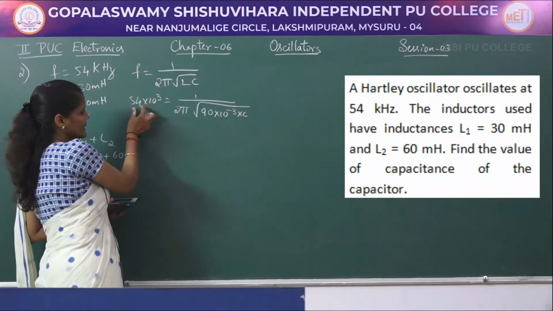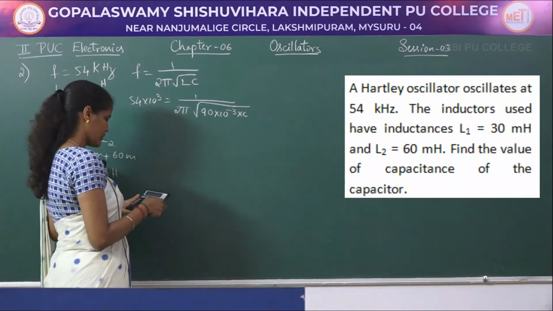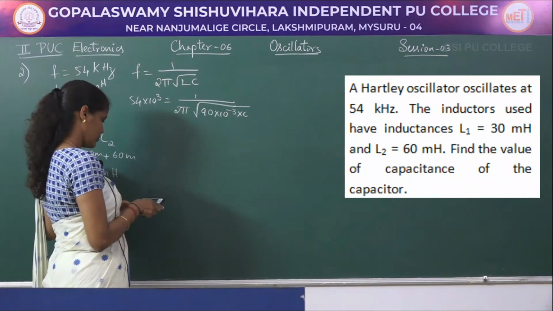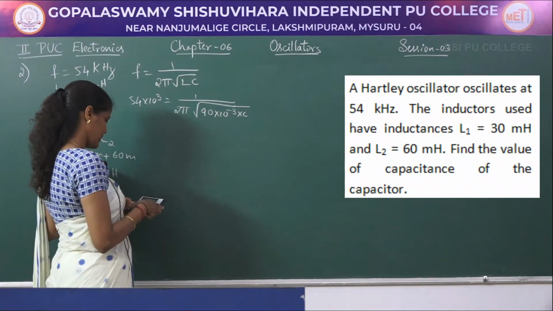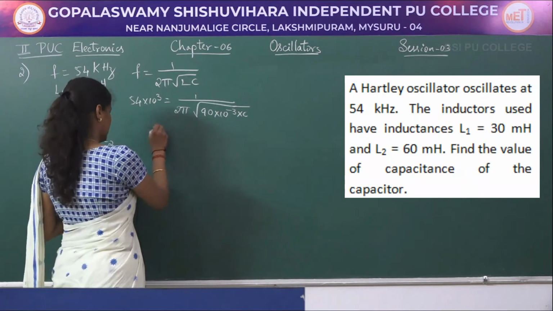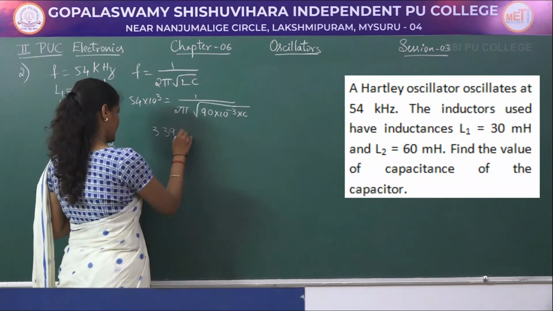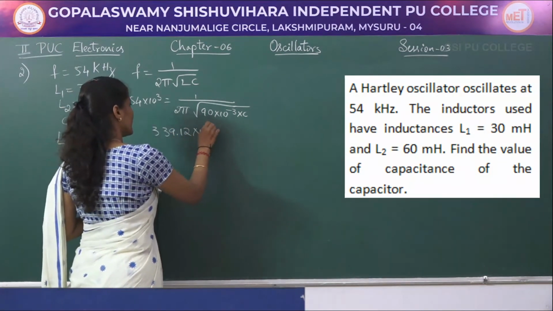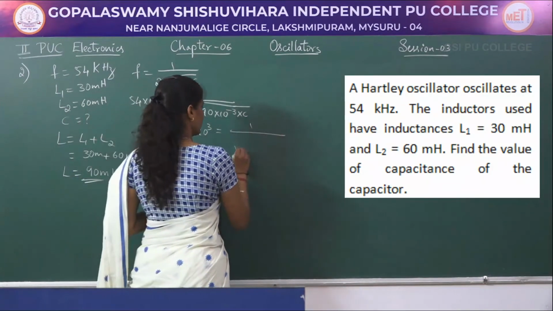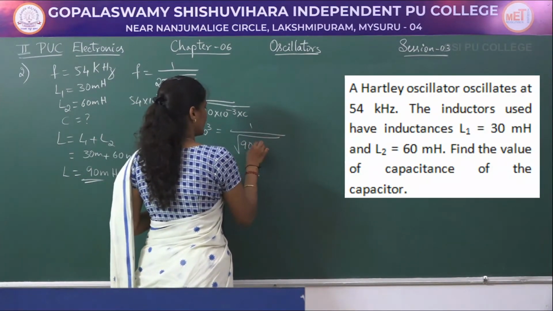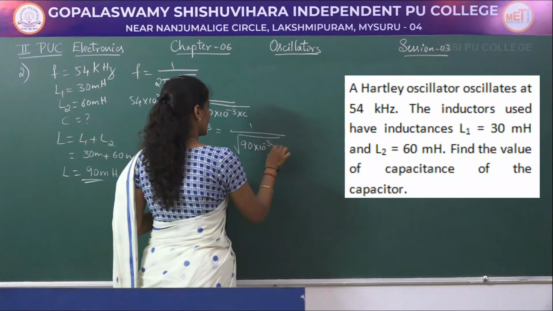Now let me multiply this 54 with 2 into 3.14. 54 into 2 into 3.14 gives me 339.12 into 10 to the power of 3, which is equal to 1 divided by root of 90 into 10 to the power minus 3 into C.